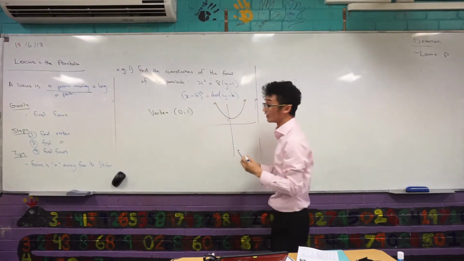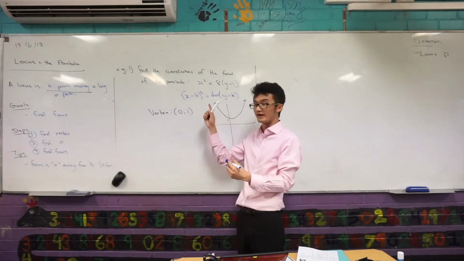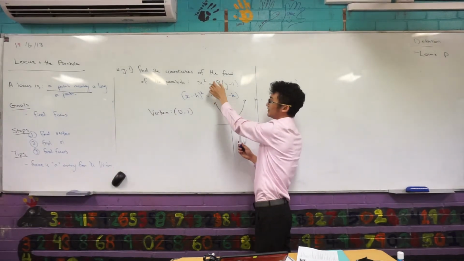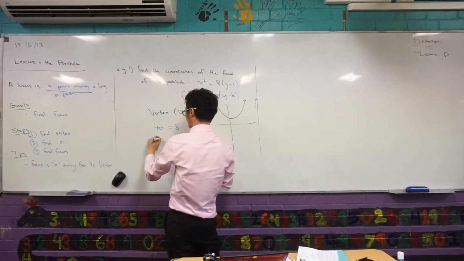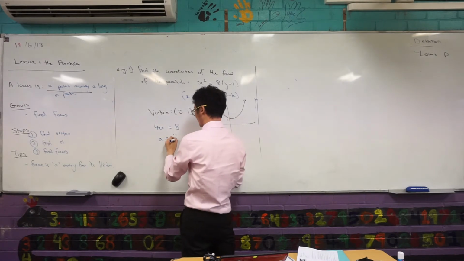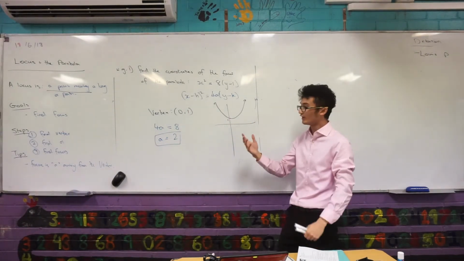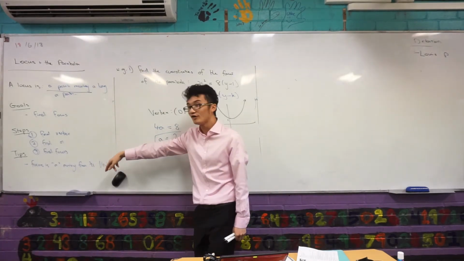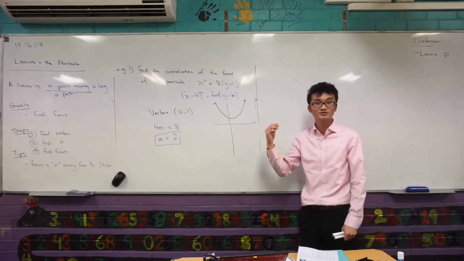If I know this part of the information now, to find a, I just equate that coefficient there. I've got 4a equal to 8, so a is equal to 8 divided by 4, which is 2. Once we have all that, let's go back to my tip: the focus is a away from the vertex. And you always want to be really careful here.